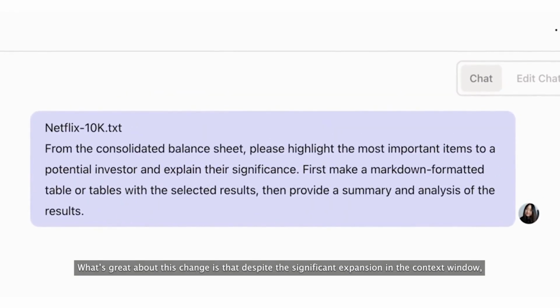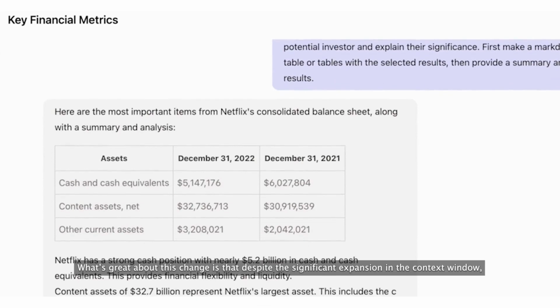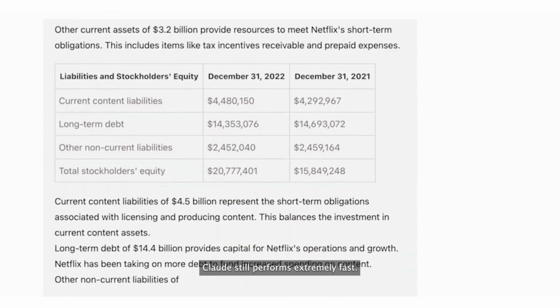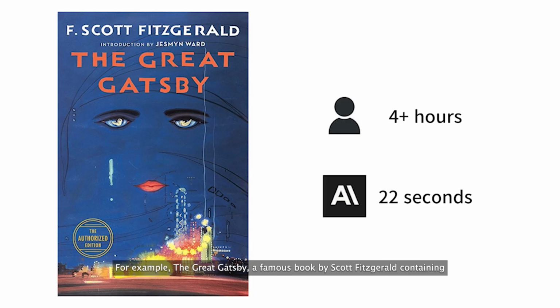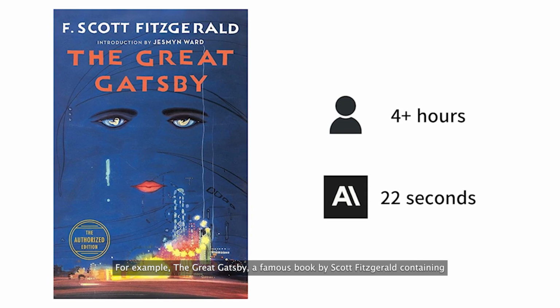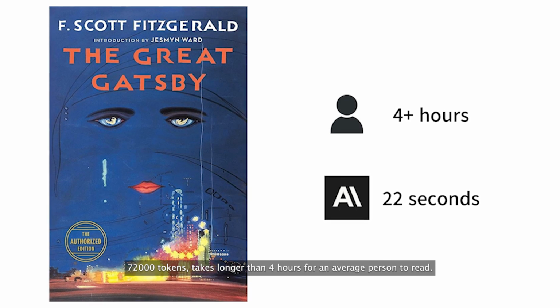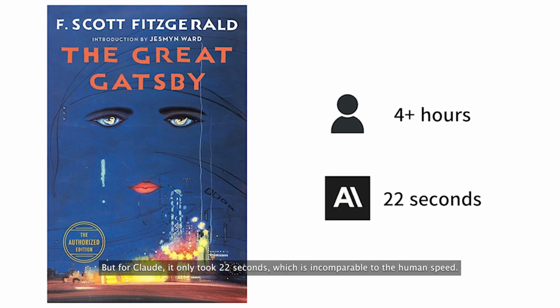What's great about this change is that despite the significant expansion in the context window, Claude still performs extremely fast. For example, The Great Gatsby, a famous book by Scott Fitzgerald, containing 72,000 tokens, takes longer than 4 hours for an average person to read. Claude took only 22 seconds, which is incomparable to the human speed.